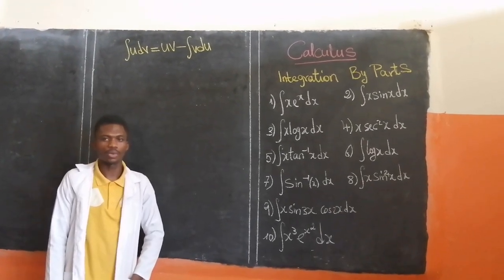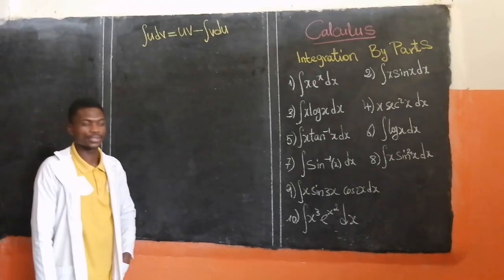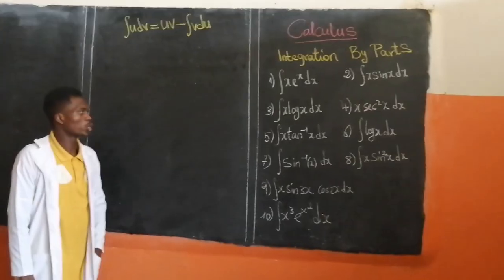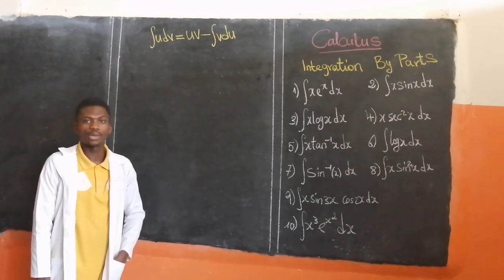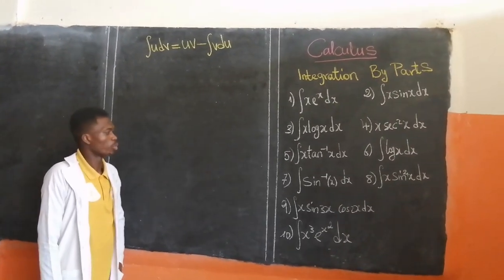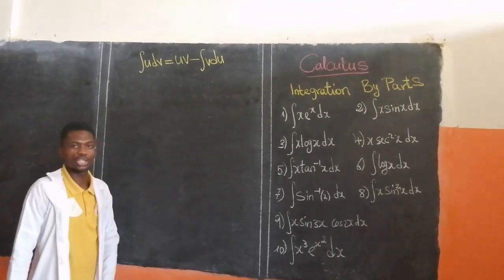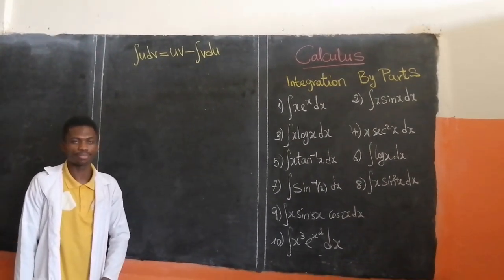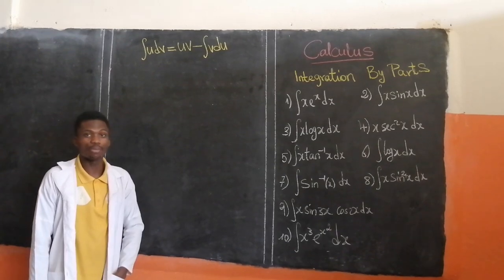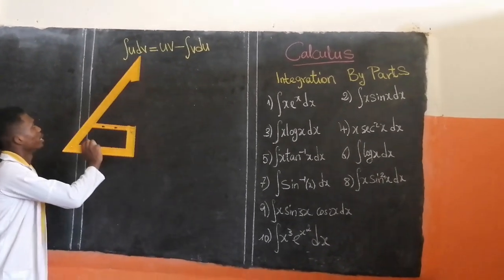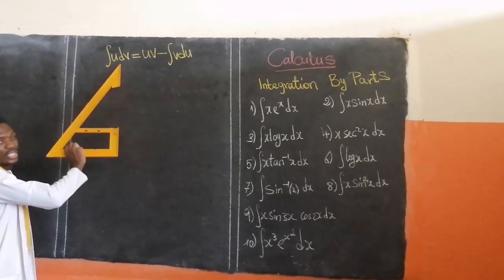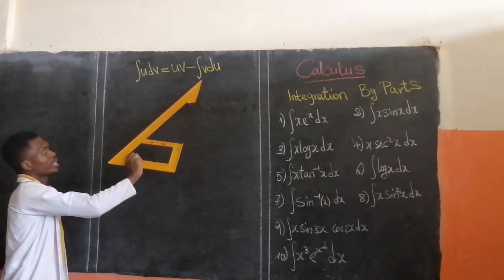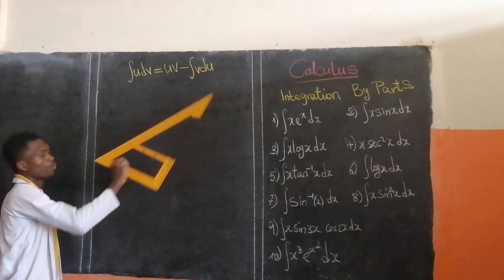Today we are going to be looking at integration by parts. Integration by parts is one of the common ways to integrate products, in which one function can easily be differentiated and the other can easily be integrated. According to integration by parts, the integral of u dv is equal to uv minus the integral of v du.